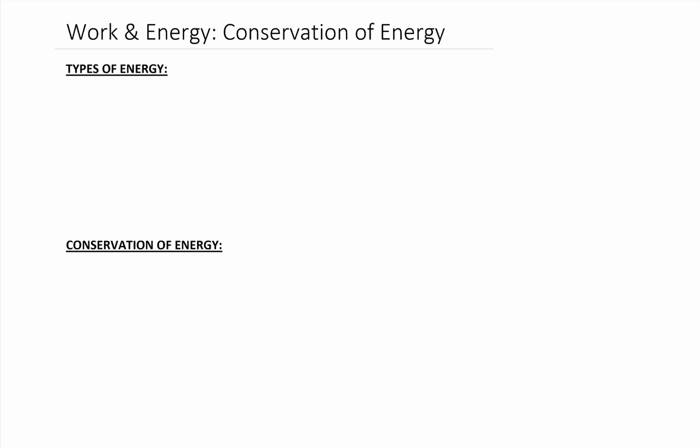So I want to write down what types of energies we've gone through. We have kinetic energy being the energy of movement. We also know that kinetic energy is given as KE equals 1/2 mv squared. We also have potential energy.